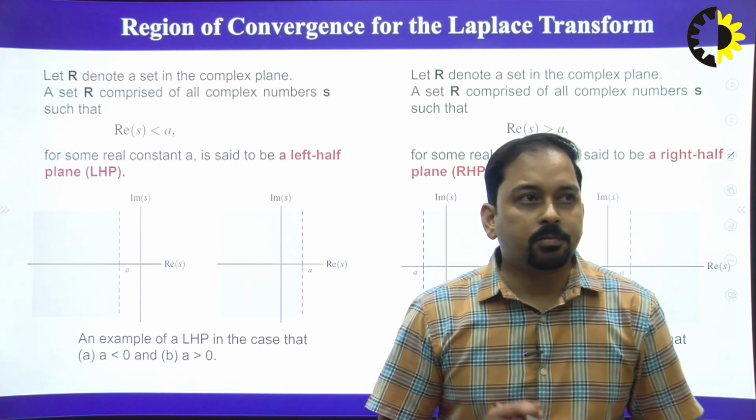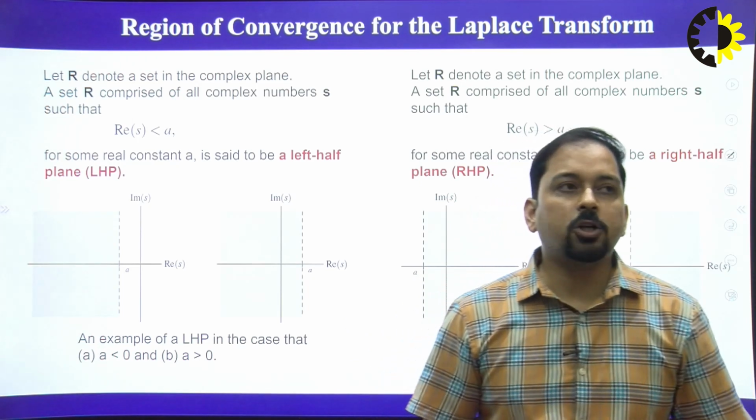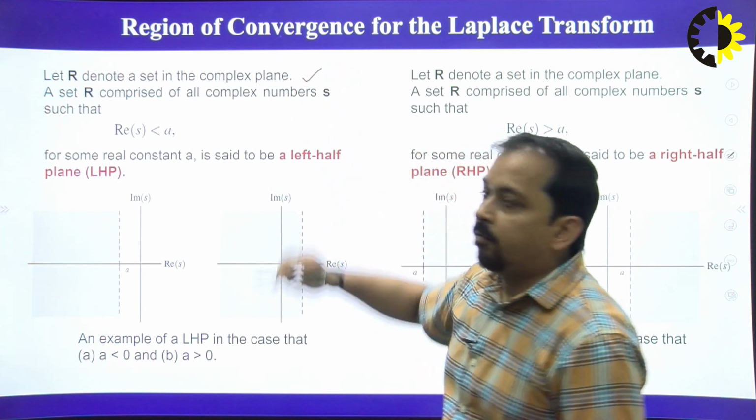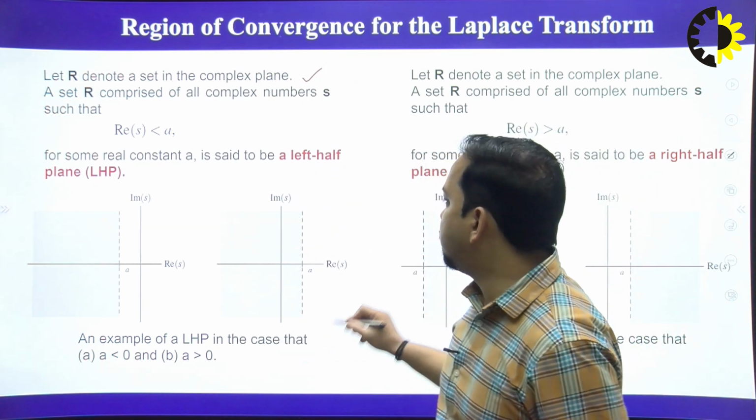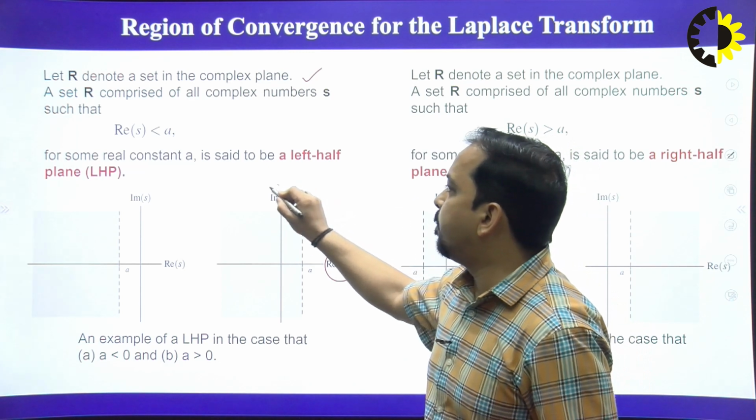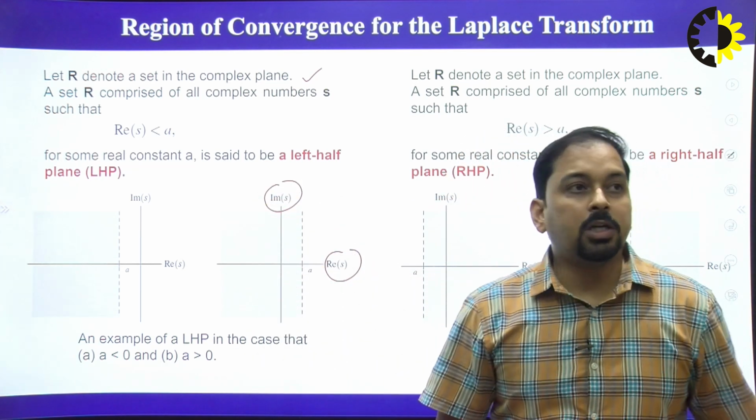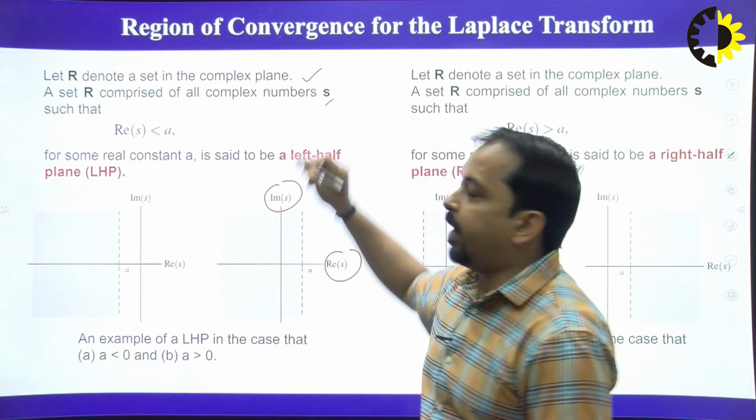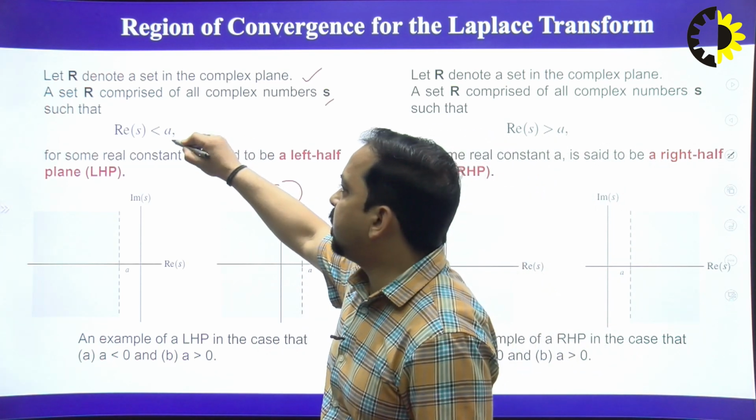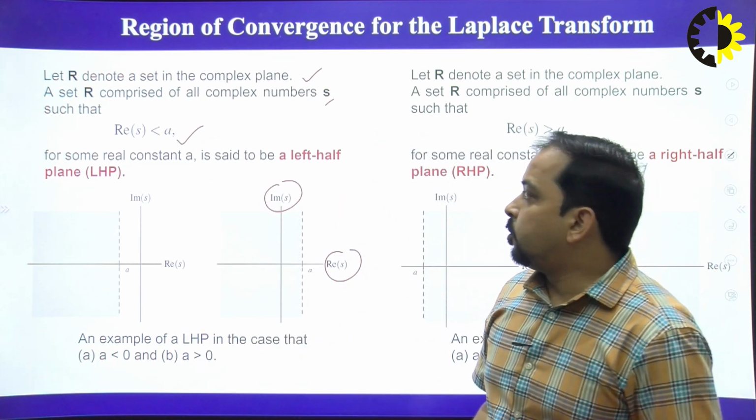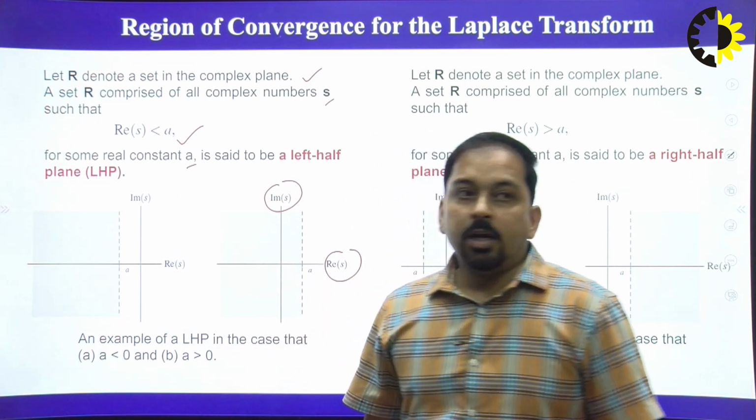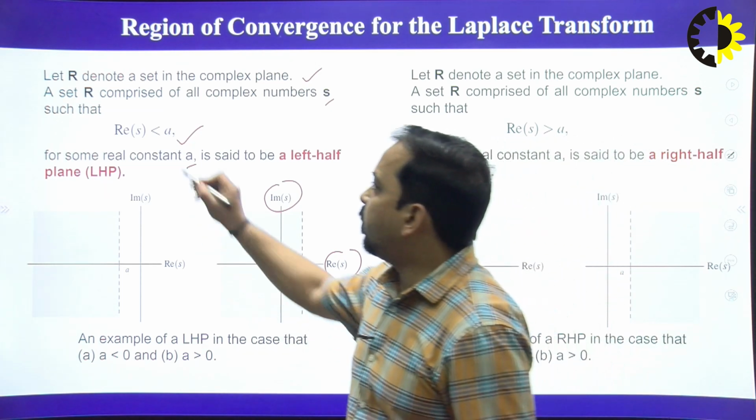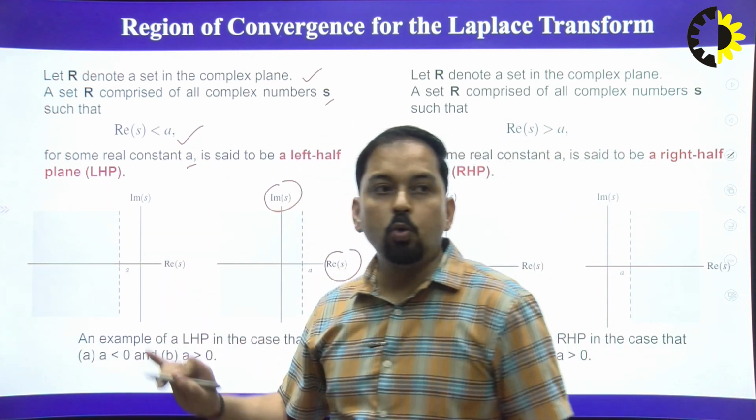So for defining that region of convergence, let's say R denotes a set in the complex plane. We are talking about the complex s plane, which consists of the real part as well as the imaginary part of s. A set R comprised of all the complex numbers s such that the real part of s is less than A, for some real constant A, is said to be the left half plane, LHP. So for real part of s less than A, we have two conditions.